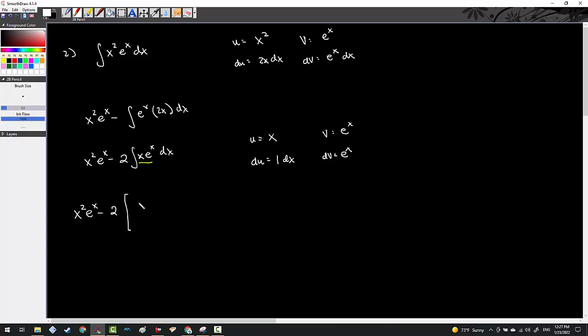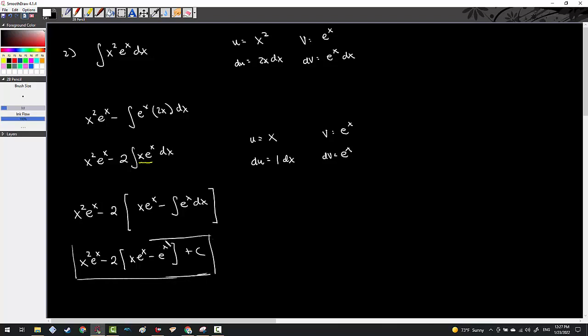Then I'm just going to do it one more time. So it'll be uv, so x e to the x, minus the integral of v, so e to the x. Look at du, he's just a 1 dx. That makes stuff super easy for us now. So what I get is x squared e to the x minus 2 bracket x e to the x minus e to the x, and then plus c. Feel free to leave it like that, or distribute the 2. It is entirely your choice.